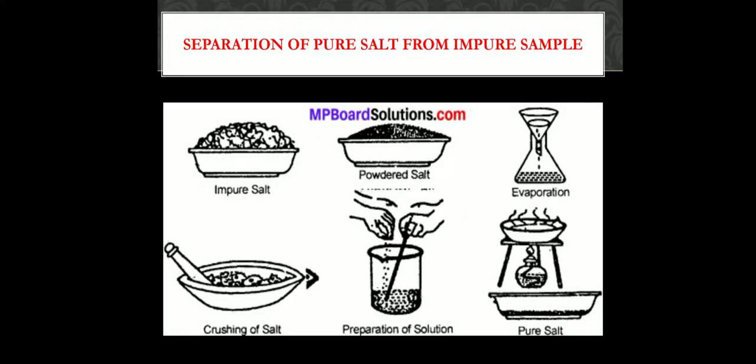The common salt which we get from seawater is an impure salt. It is purified by using various methods. The impure sample is crushed, dissolved in water, filtered, evaporated and then crystallized to get common salt free from impurities.